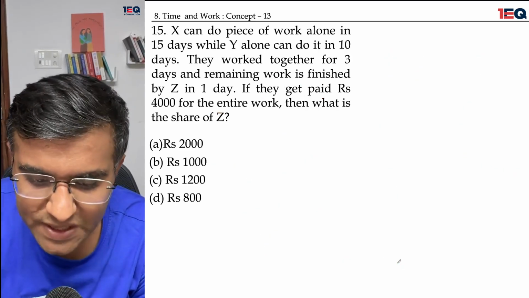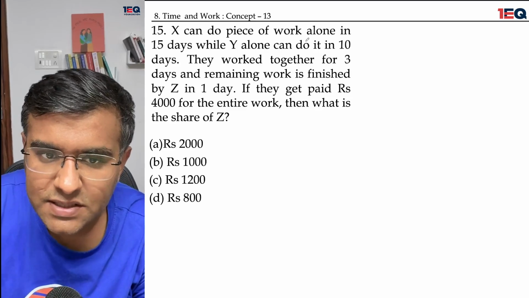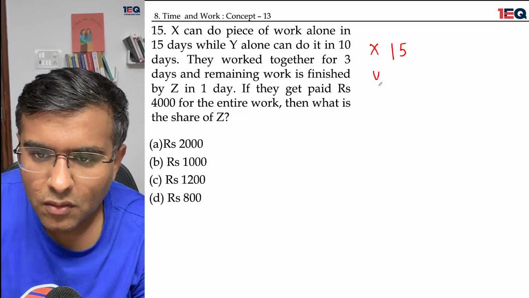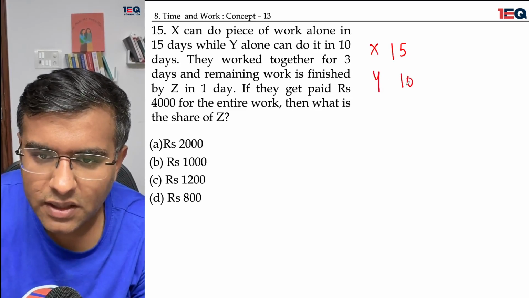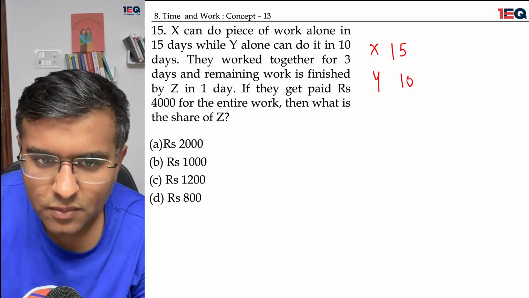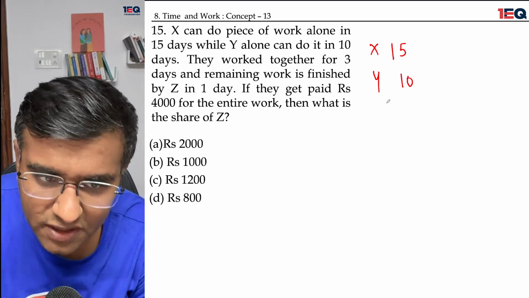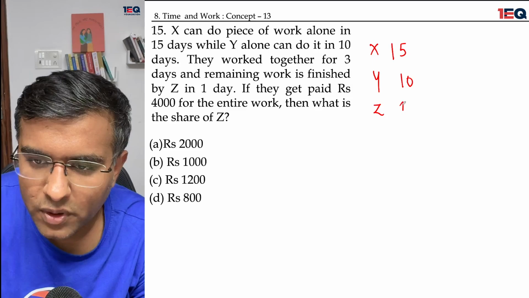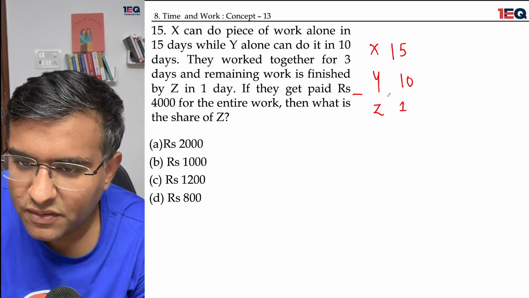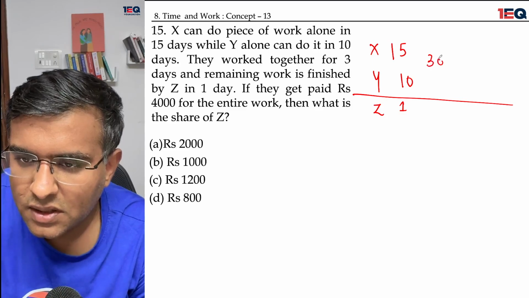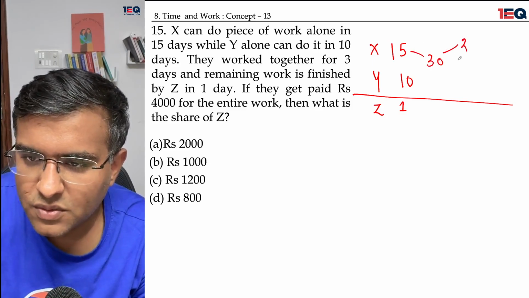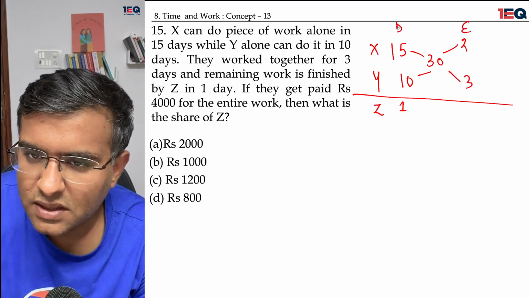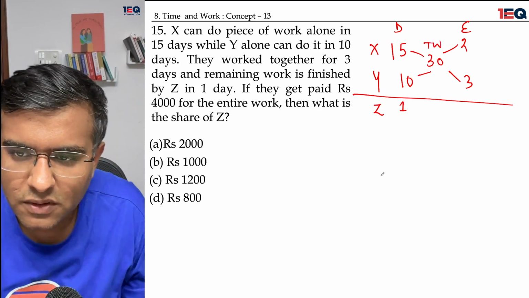Moving to the last and the very last question. X can do a work in 15 days alone. Y can do it alone in 10 days. They've worked together for 3 days and the remaining work is finished by Z in 1 day. I'll first focus on this. 30 is the total work: 15 twos are 30 and 10 threes are 30. These are the efficiencies, these are the days and this is the total work.